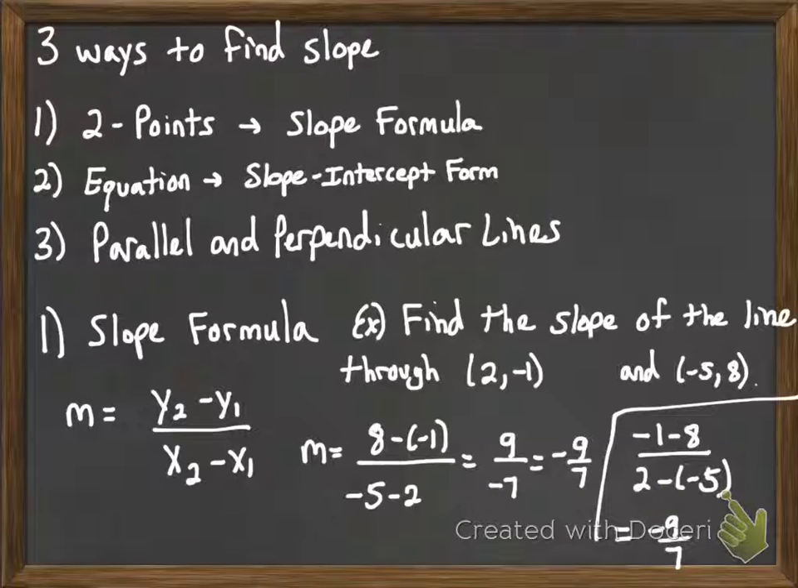And so as long as you're consistent with the order you do it in the top and the bottom, and you're careful with that arithmetic, it's really easy to make mistakes with some of these signed numbers, then you're going to get the same answer both ways for the slope.